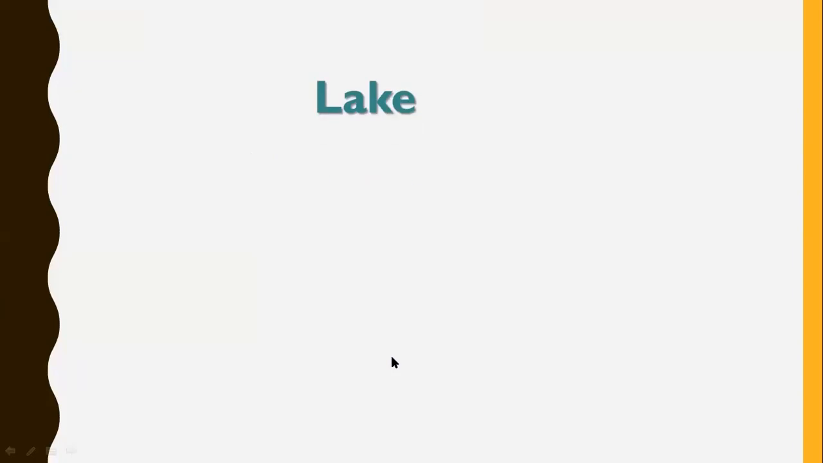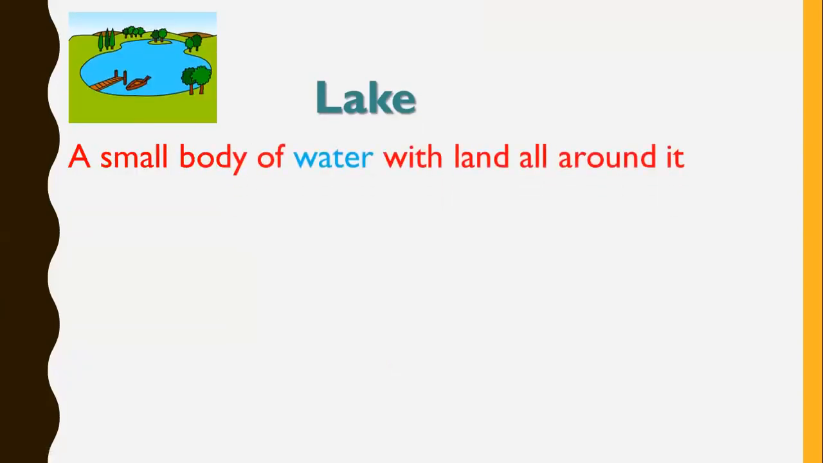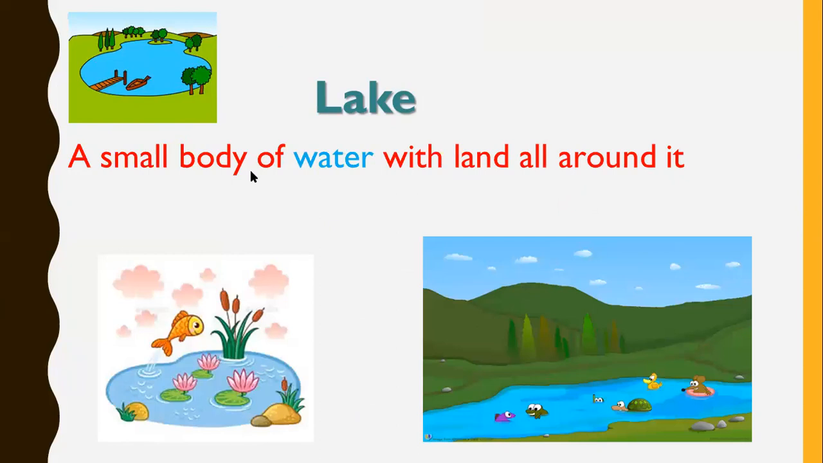Number three, lake. If you look at the picture here, you will see it's a small body of water with land all around it. Small body of water with land all around it. So it's called a lake.